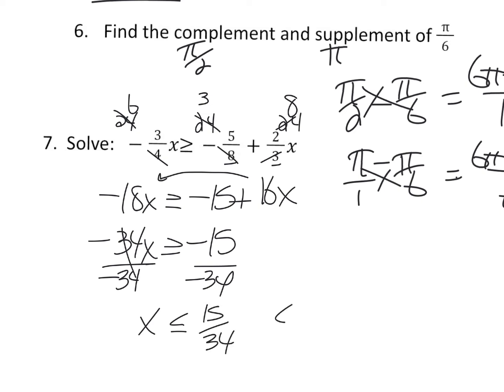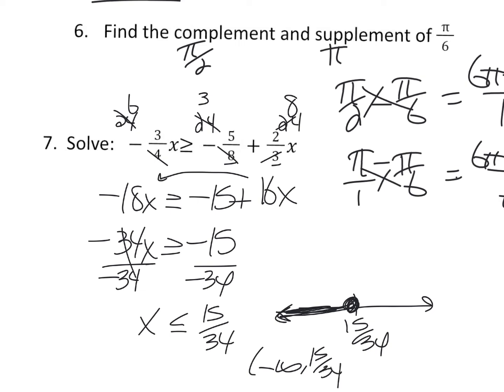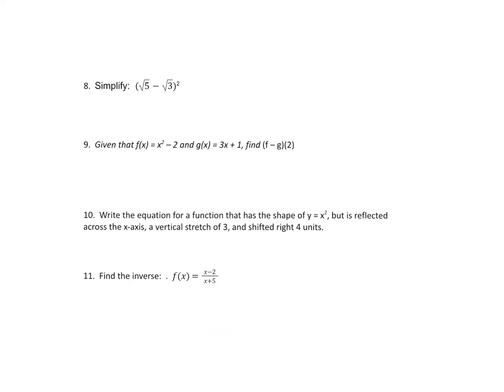You could do, remember, we did number line with this sometimes. Like we'd put a 15 34s right here, fill in our circle, shade that way. If you do interval notation, you would go negative infinity to 15 over 34 with a bracket because they had an equals.